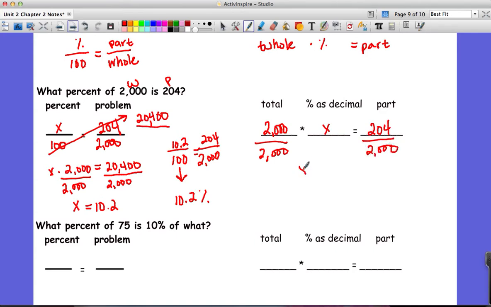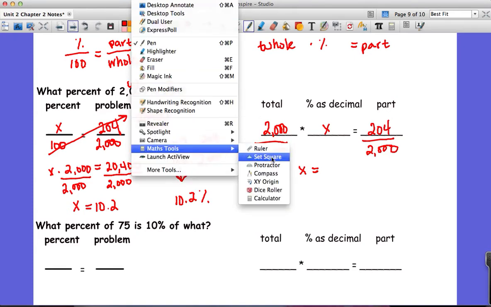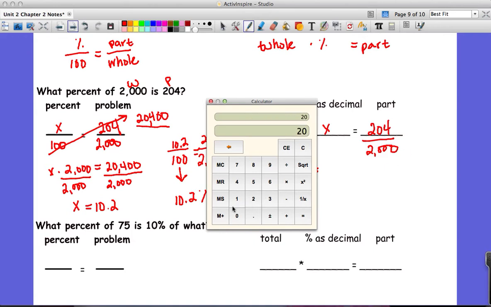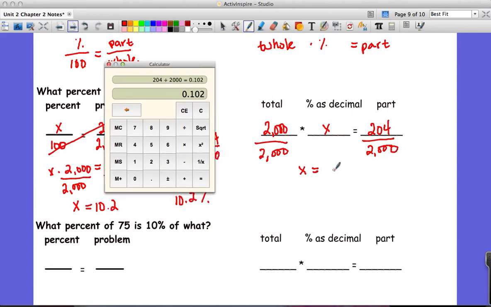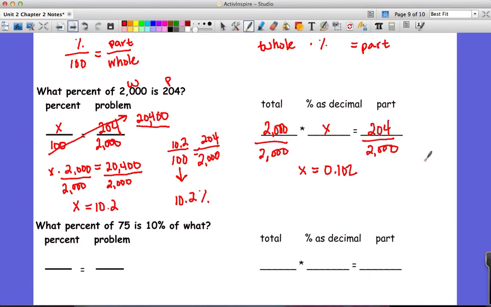Now my answer is going to look a little bit different this time because it's going to come out in the form of a decimal instead of a fraction. So now I'm doing 204 divided by 2,000, and I get 102 thousandths. But this is a decimal, and I know to go from a decimal to a percent, I have to move my decimal 2 places to the right because I want my answer as a percent. So I get x is equal to 10 and 2/10%.